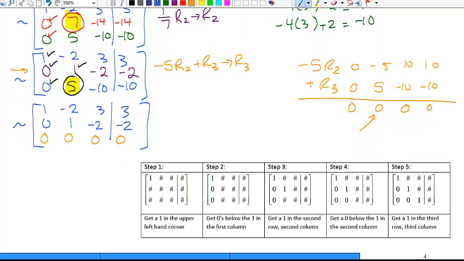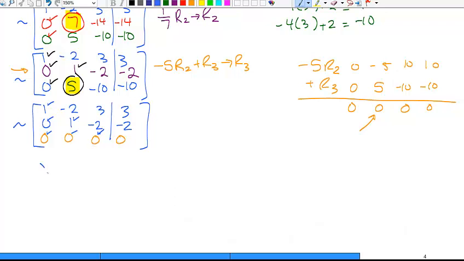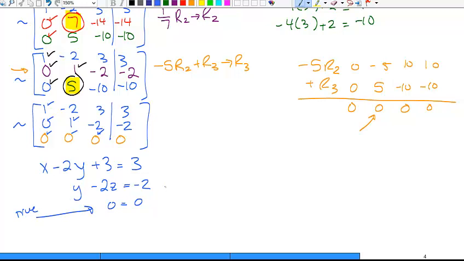So looking at my progress, I have a 1, I have the zeros below. I have a 1, I have a 0 below. If you're ever zeroing out that third row accidentally, you know you have a special case. In this case, because 0 equals 0, I have an infinitely many case. So I'm going to go ahead and rewrite the equations. Because I have 0 equals 0, which is a true statement, that means I have infinitely many solutions.